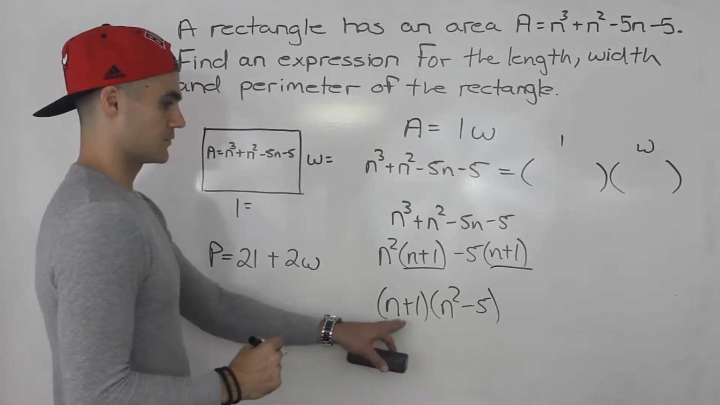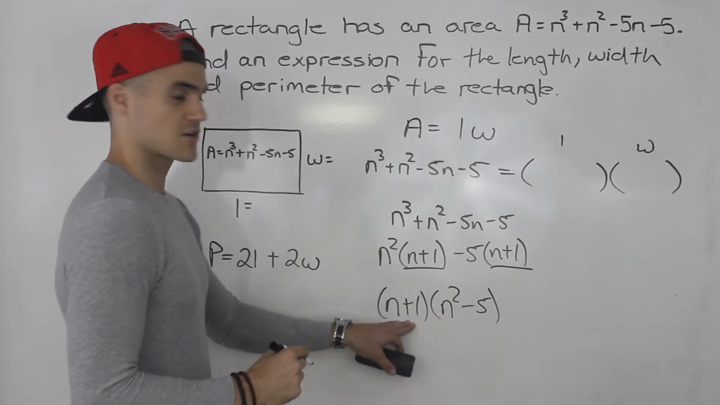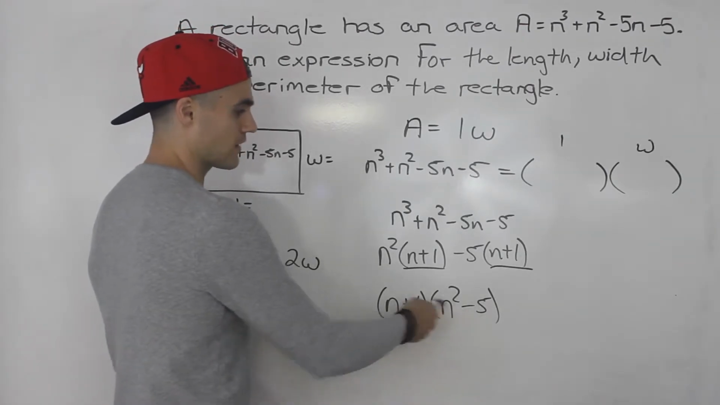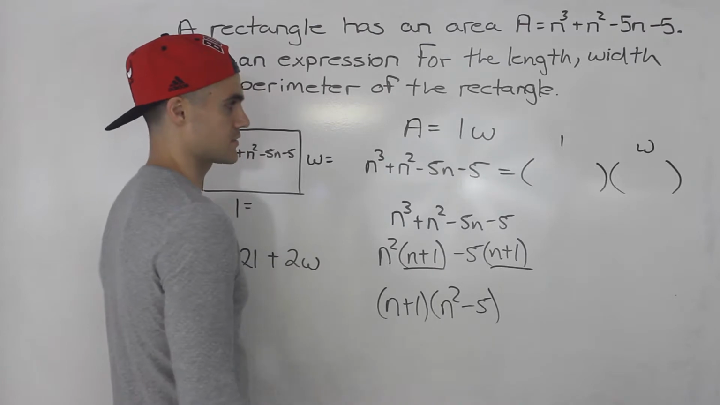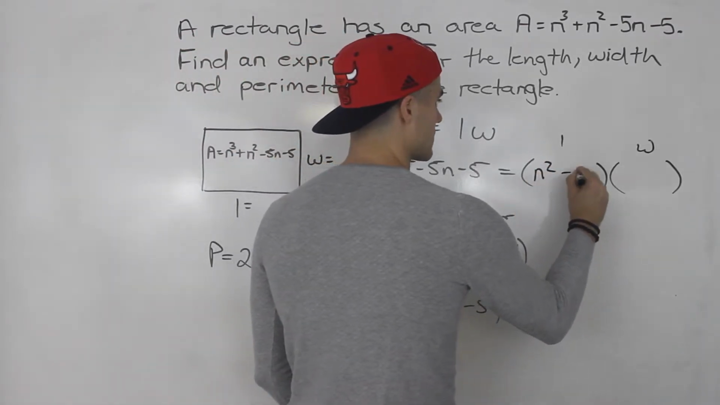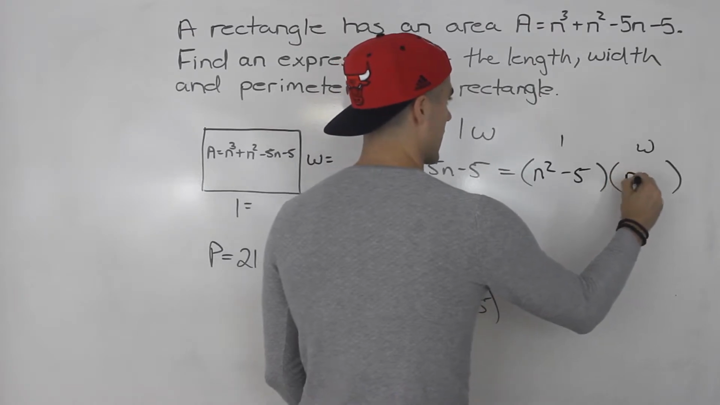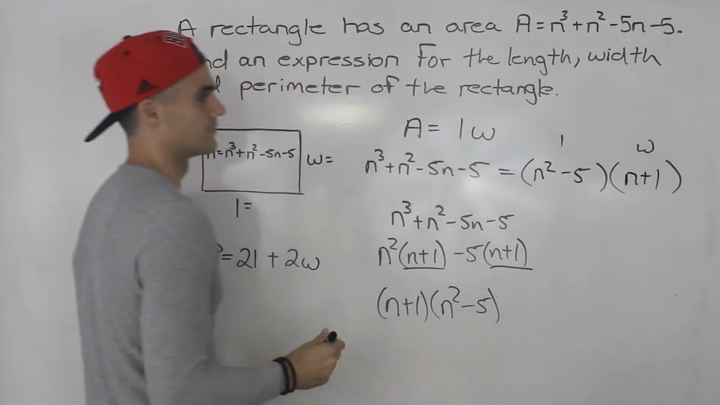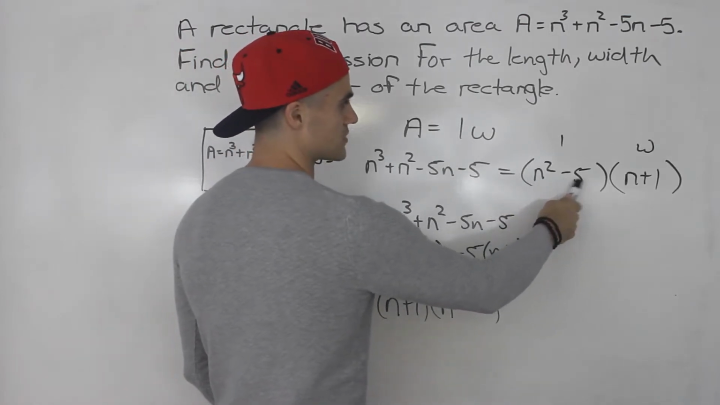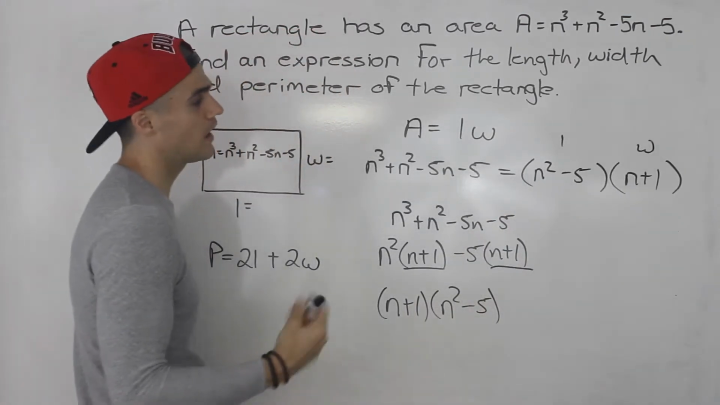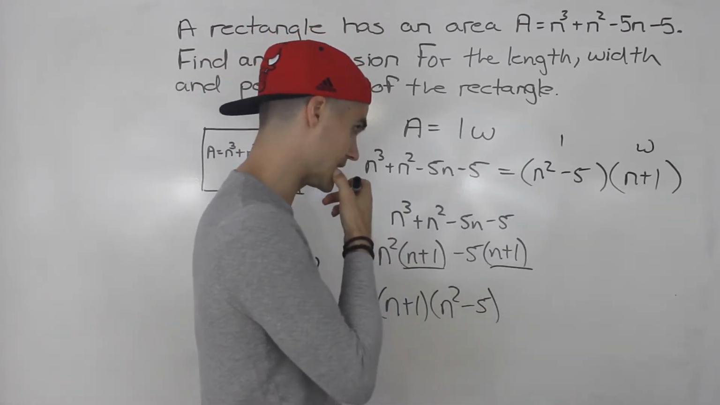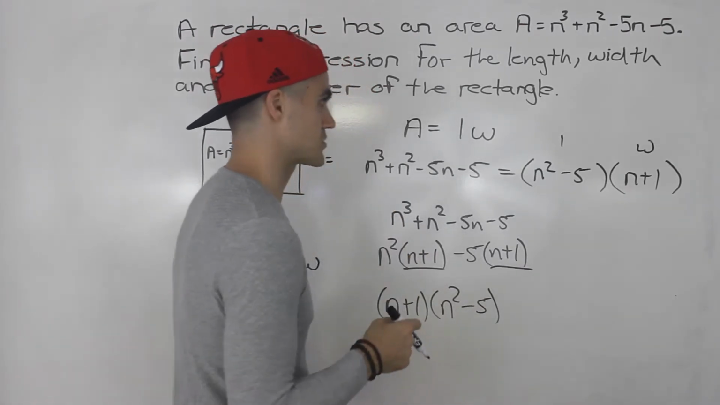So notice now that we have two factors that are multiplying by each other, so we can represent the length and the width as either of these two. So let's represent this one as the length, so that would be n squared minus 5, and then the width would be n plus 1. I just feel like the length is longer, and n squared minus 5 we can assume is longer than n plus 1. Not necessarily, n plus 1 might be longer, but let's just assume so.